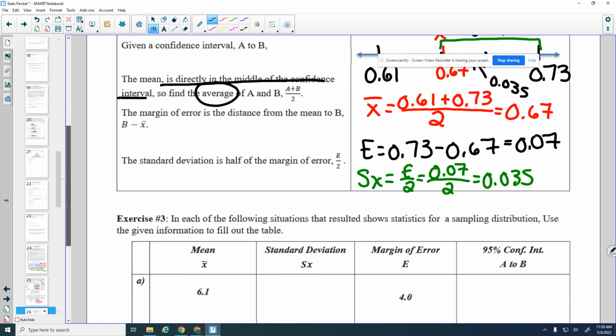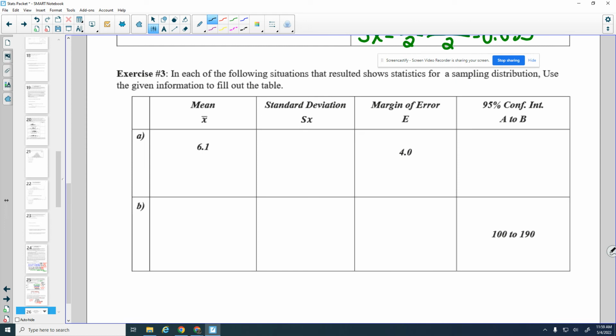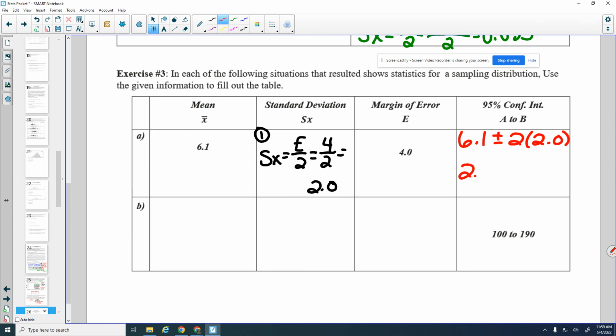So in this table down here, we're going to try that. We have some information and we're going to find other information. Here I have a mean and a margin of error. I'm going to find my standard deviation first. That should be pretty easy. That's just the margin of error divided by 2. So 4 divided by 2 is 2.0. Now to find my confidence interval, I'm going to work from my mean and standard deviation. I could also just add and subtract the margin of error, but I'm going to do 6.1 plus or minus 2 standard deviations because that's our typical way to do it. I know I'm going a little faster on this. If you need to go back and watch how I calculate this on the other page, this ends up being 2.1 to 10.1.